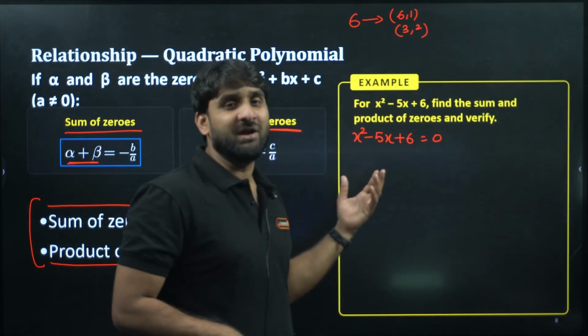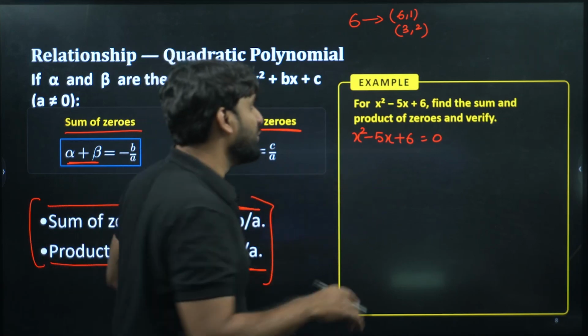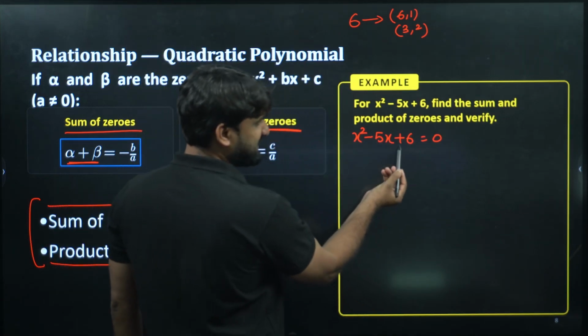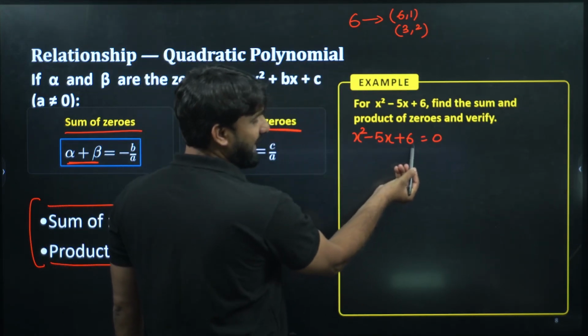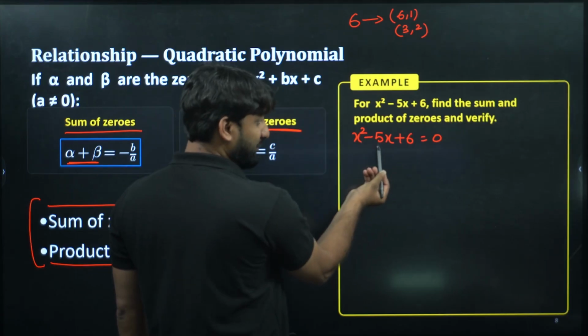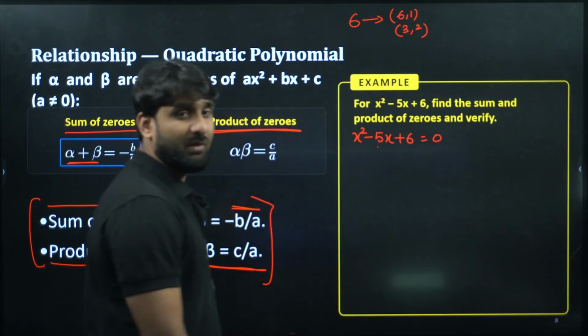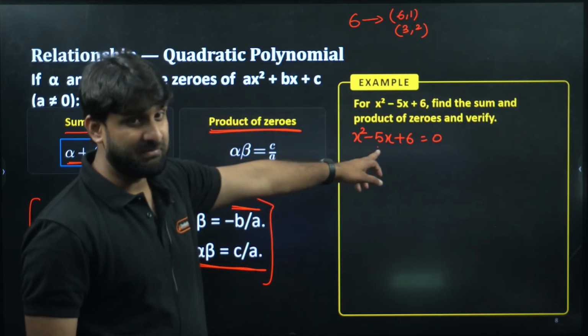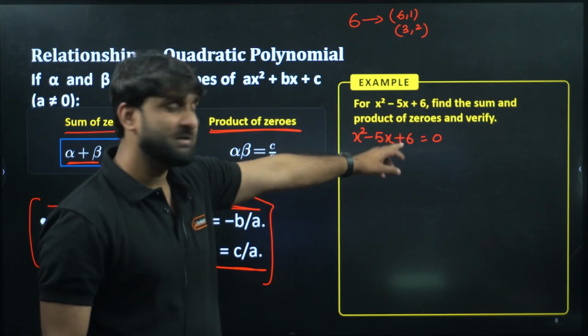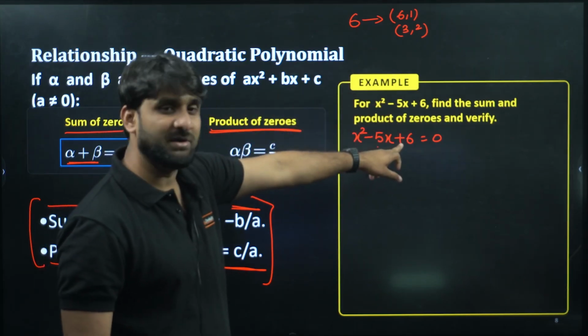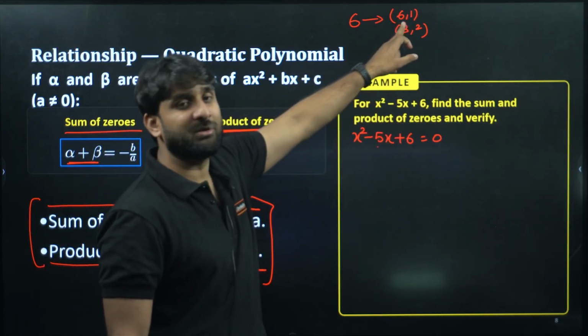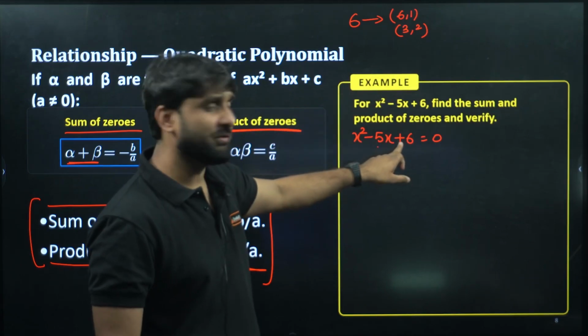Now how to decide which bracket we should pick here? We have to decide according to the sign of the last number and the middle value, the coefficient of x. What is the coefficient of x? 5. And what is the sign here? Plus. Now if this is plus, add the numbers in both the brackets because of this plus sign.